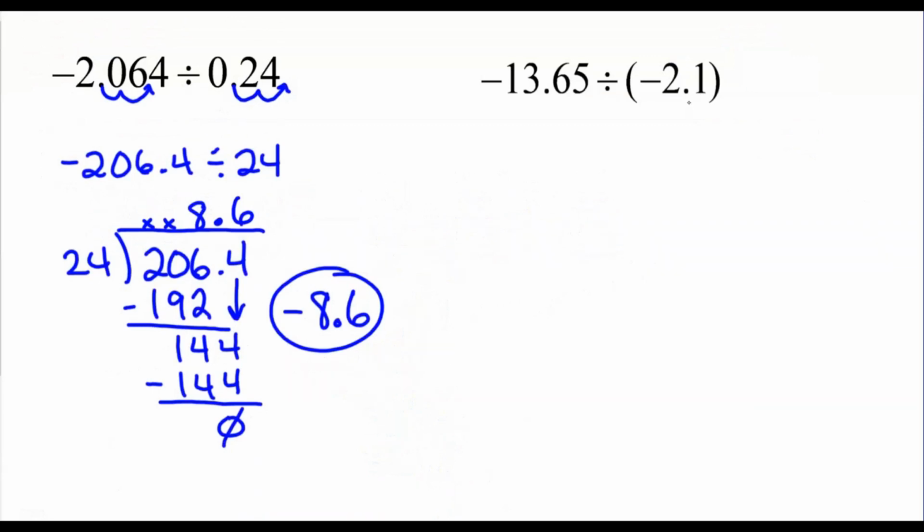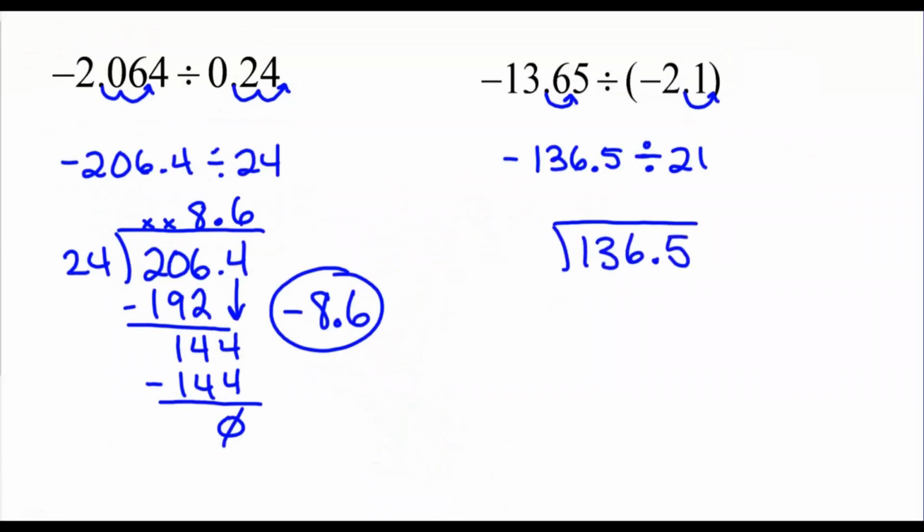My divisor, the decimal is right here. I'm going to move that one place to the right to make that a whole number, and I'm going to move the decimal one place to the right also in my dividend. So I have negative 136.5 divided by 21. This is a negative divided by a positive, so I know my quotient is going to be negative, so I need to keep that in mind when I'm done dividing.